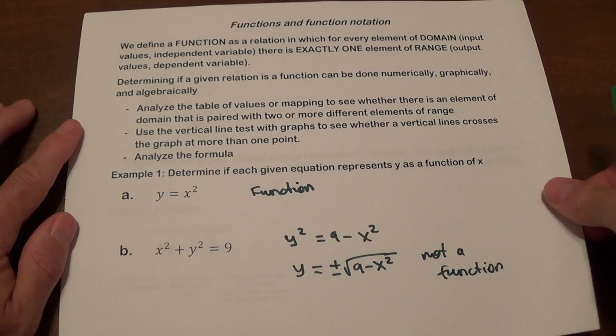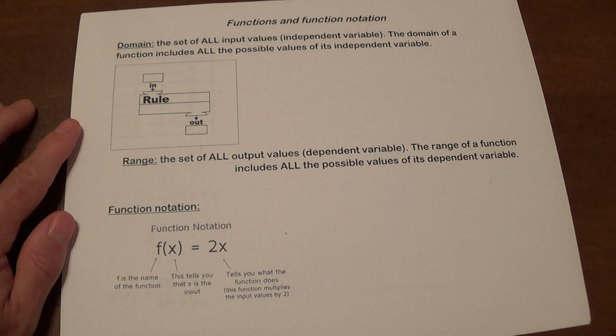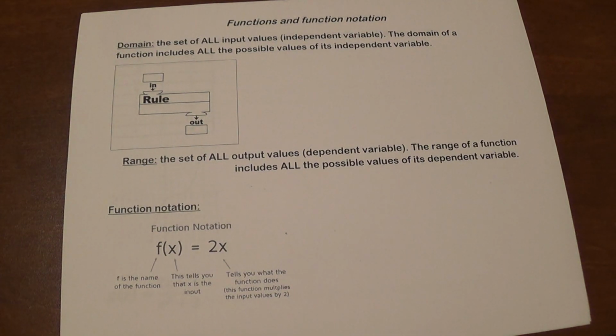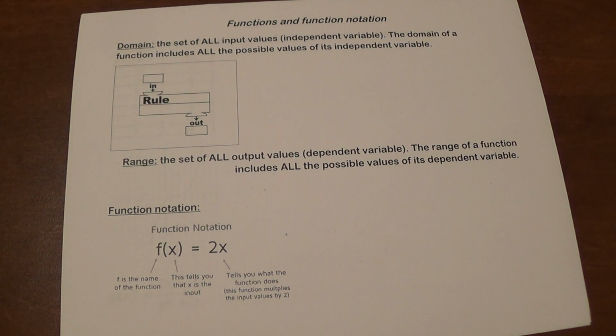Alright, let's move on and talk about functions. So how do we understand what a function is in general, and how domain and range are related? Under domain we understand the set of all the input values, all of them. So every single value that can be input into your function is considered to be an element of the domain. That is going to be the values of our independent variable.